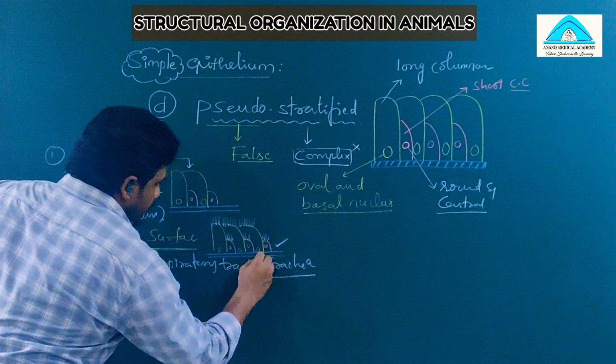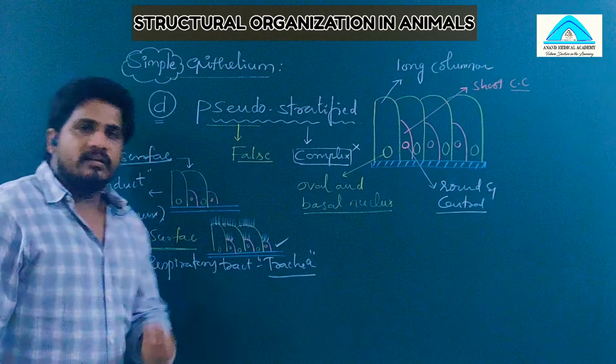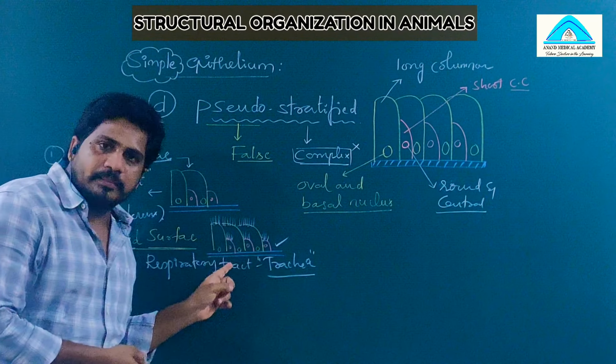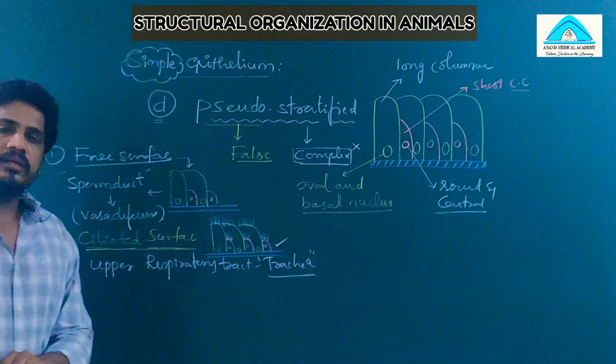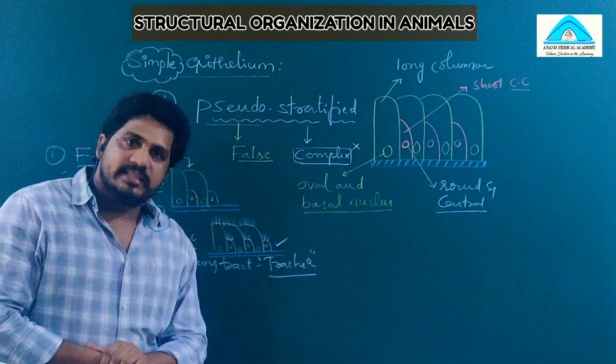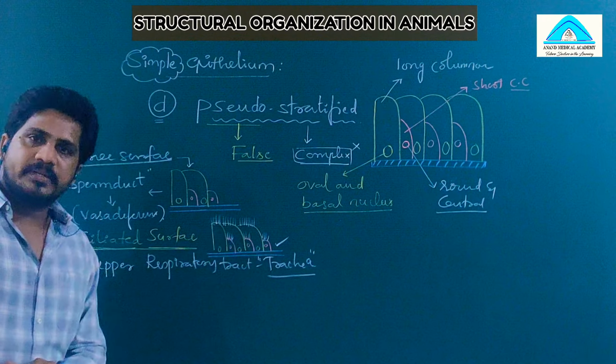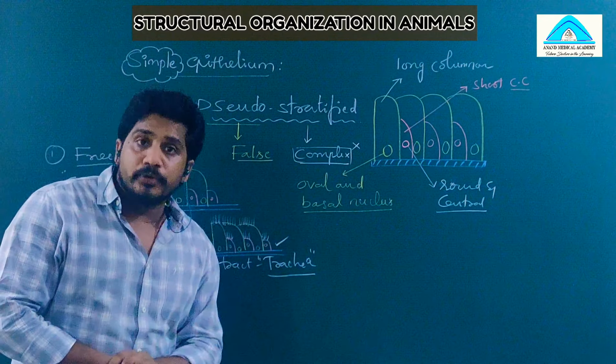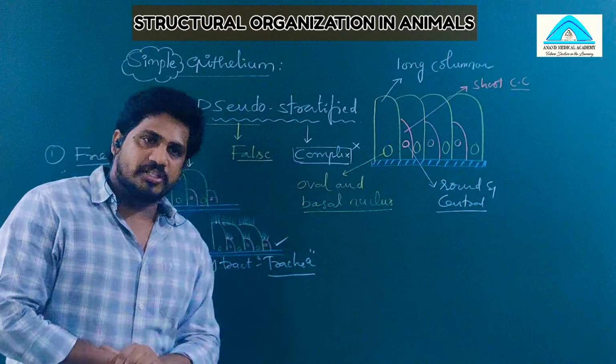You may think, sir, already you have given the trachea as an example for ciliated columnar epithelium. Then what is this? This is also columnar epithelium, so it is a combination. In the upper respiratory tract, mainly in the trachea, this type of cells is present, and these cell linings also help the movement of mucus in the upward direction.